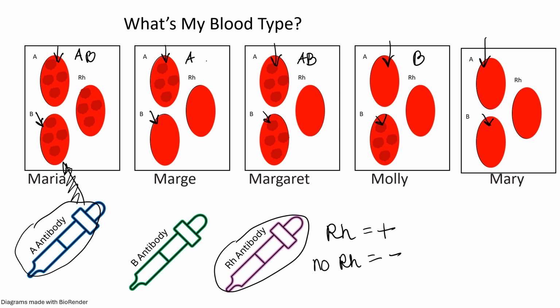Maria has the Rh antigen, and therefore her blood type is AB positive. Mary, over here, seems to have none. Absolutely none of the antigens. Is she dead? No, her blood type is O negative. Sorry. See if you can determine the blood type of the other three patients. And remember, agglutination tells you that the antigen is present.